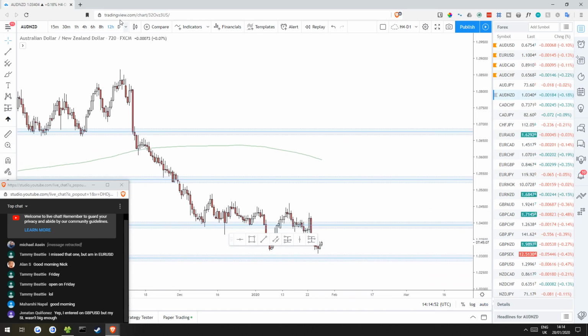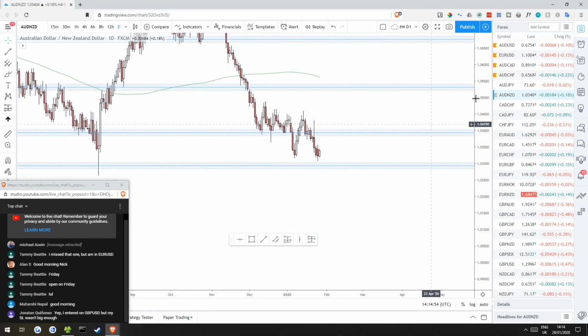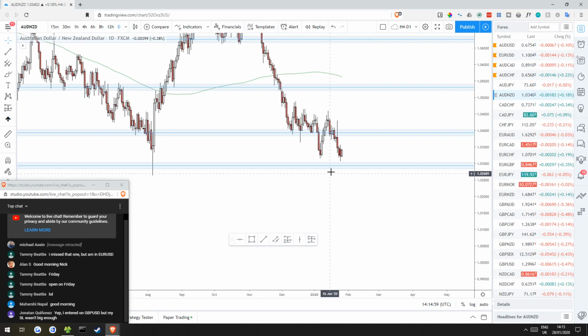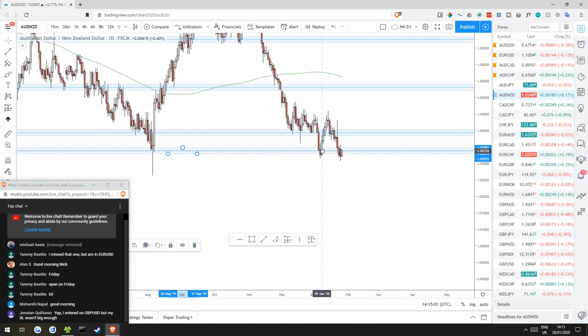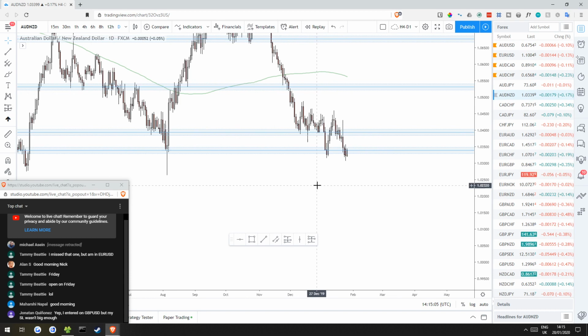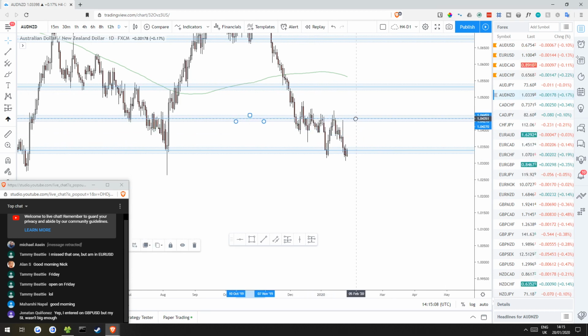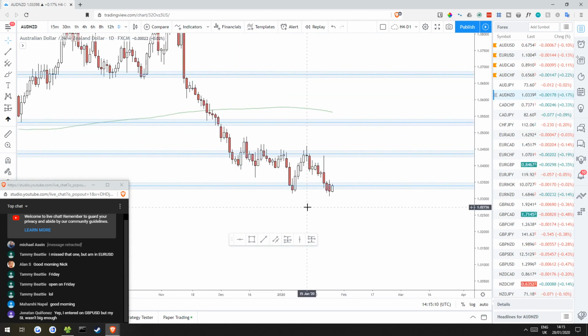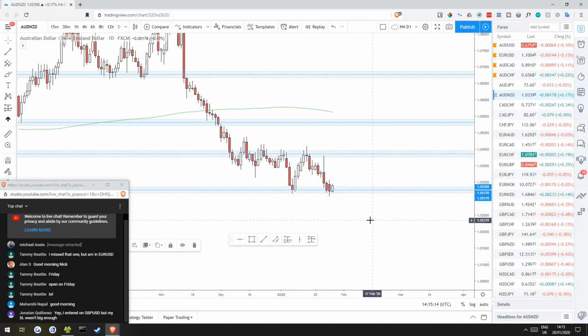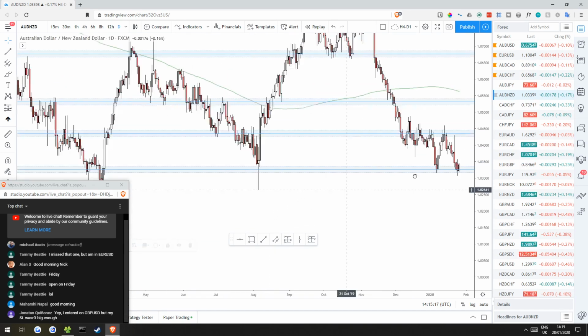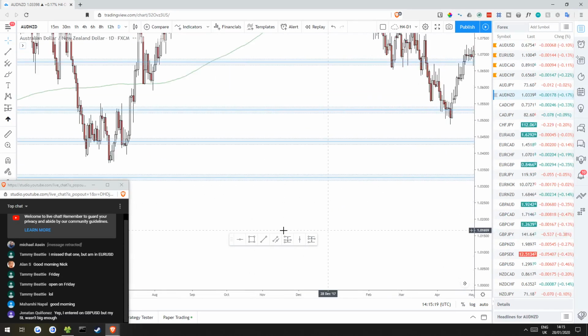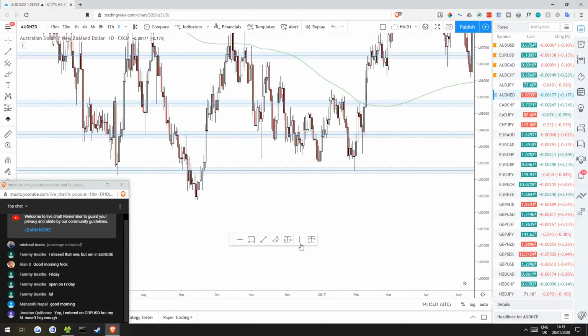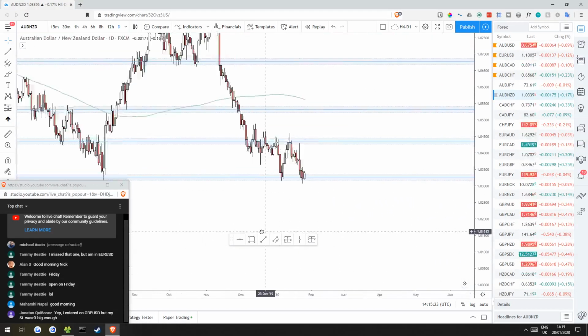AUD New Zealand, this one is not quite at the support area yet. Does it make sense to adjust this area? It makes sense to adjust both these areas, to be completely honest. That's more in line with our recent bounces. So it actually is on a support area, but this one's a bit of an iffy support area. You can see that I just moved it. It doesn't have a lot of history, so it's not a great support area.